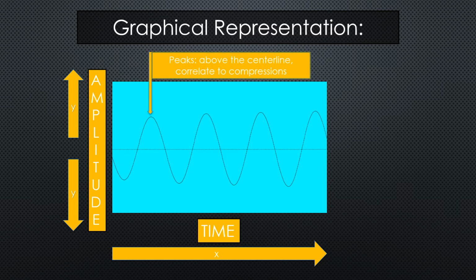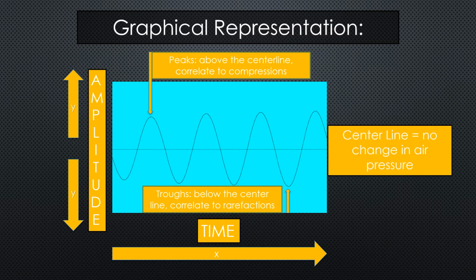So these peaks above the center line correlate to compression. Every time the air compresses, we see this upward peak. And every time we see one of these troughs where we go below the center line, it's correlating to rarefaction. That's where the molecules are going back to where they were.